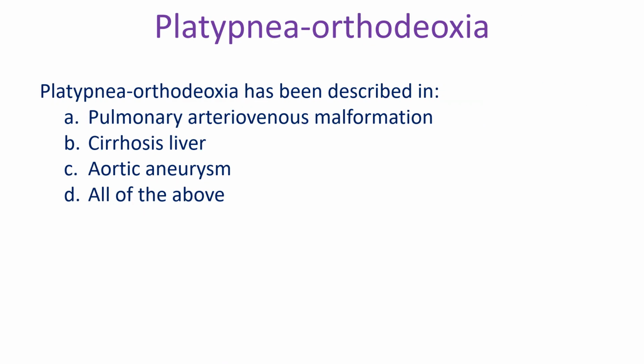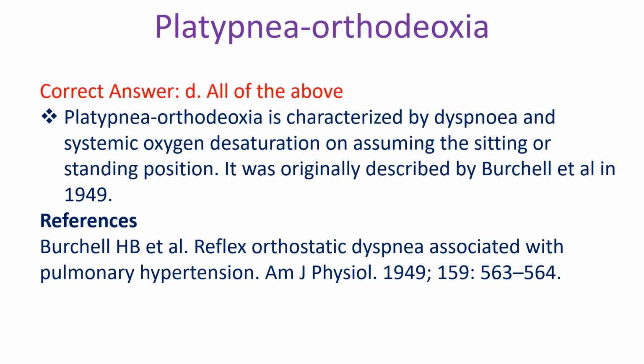Platypnea-orthodeoxia has been described in A. Pulmonary arteriovenous malformation, B. Cirrhosis liver, C. Aortic aneurysm, D. All of the above. Correct answer D. All of the above. Platypnea-orthodeoxia is characterized by dyspnea and systemic oxygen desaturation on assuming the sitting or standing position. It was originally described by Burchell et al.